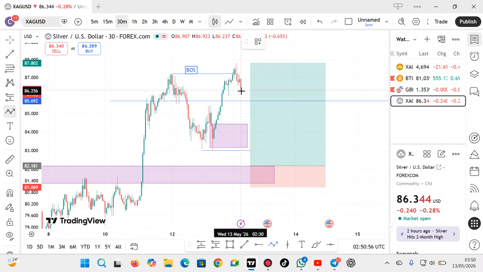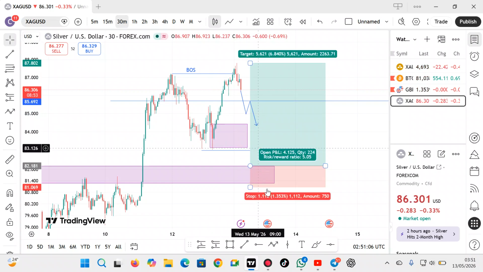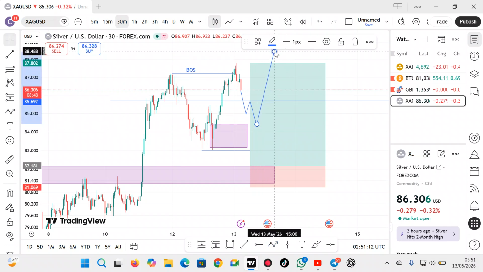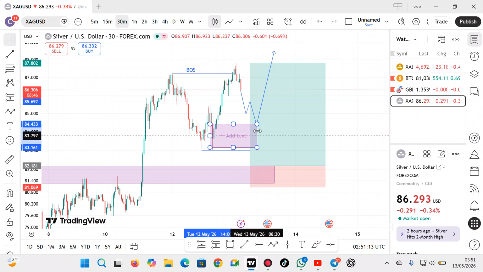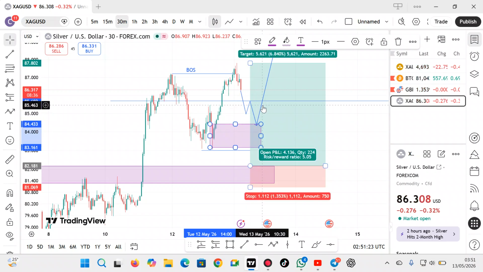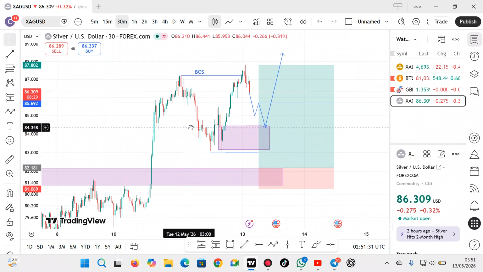So what do you expect this market to do? We expect this market to come to this zone, create internal liquidity, come back, and continue moving to the upside. This is what we expect it to do. So once the market is creating this internal liquidity, then we can put our limit order and wait for it to come and take out the internal liquidity and continue moving to the upside. This is how to view your chart.